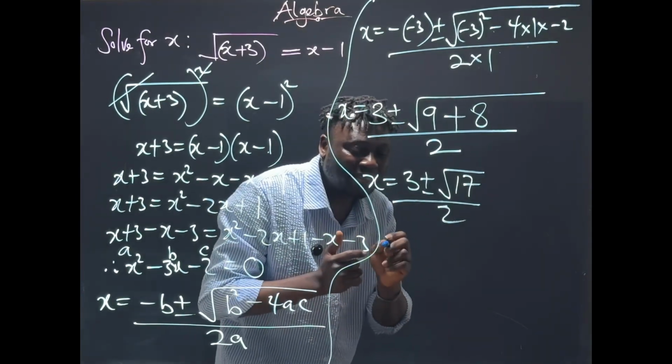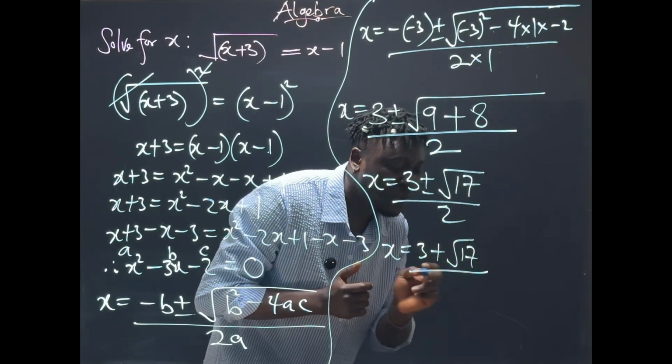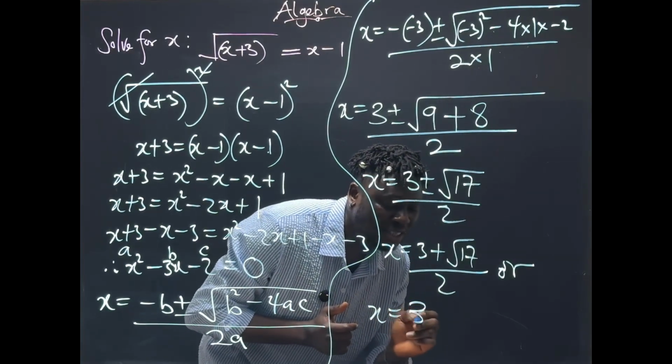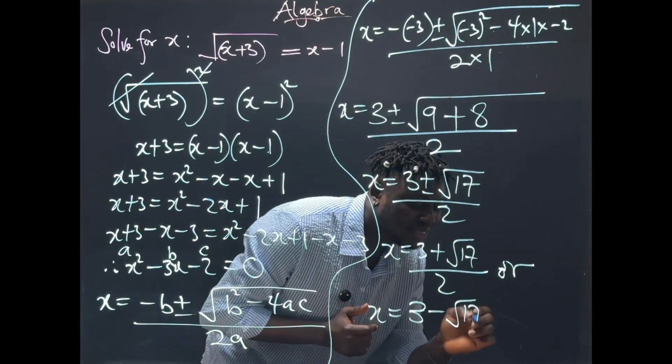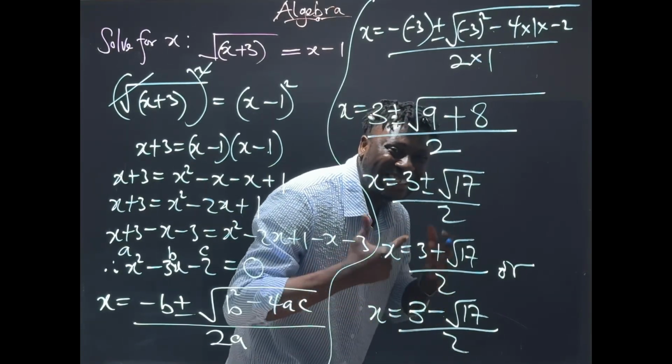We can split it by saying x is equal to 3 plus root 17 over 2, or x is equal to 3 minus root 17 over 2. So this will be the answer.